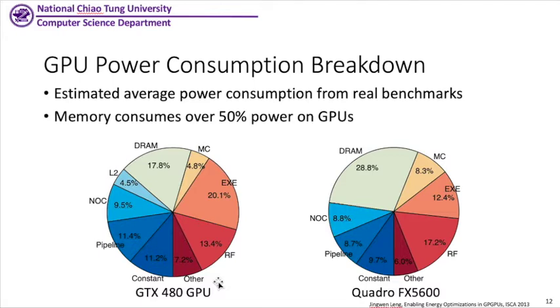In both pie charts, memory power consumption dominates and consumes over 50% of the power on GPUs. The question is, are there any solutions to reduce the power consumption of the GPU memory?